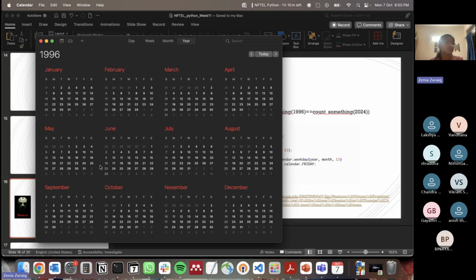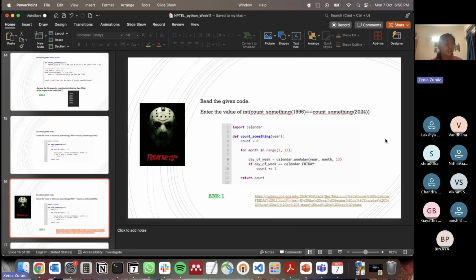Great. So that means that if there was some number of Friday the 13ths in 1996, the same number of Friday the 13ths should have been in 2024. Again, this question is not asking you to calculate how many Friday the 13ths there are. That is not the question. The question is to check whether the number of Friday the 13ths in 96 and this year are the same. And we just checked and found that it is indeed the same. Do you all follow? That is why the answer is 1, because this is actually a true statement.